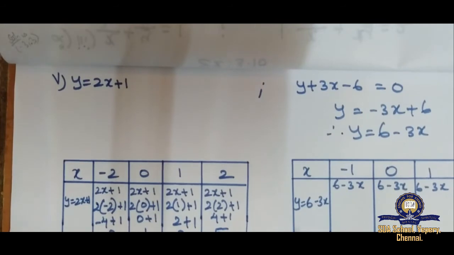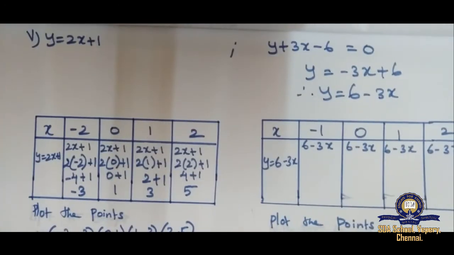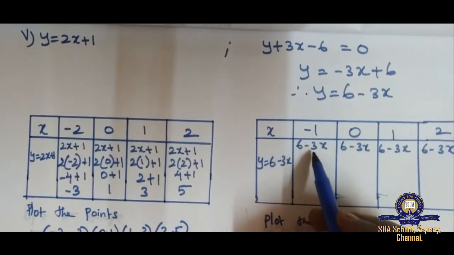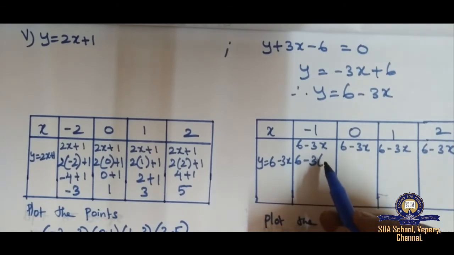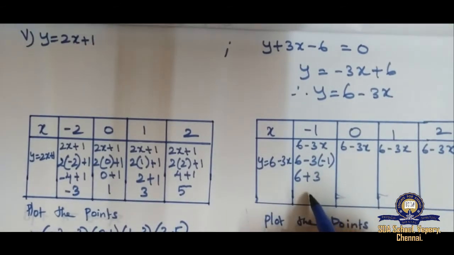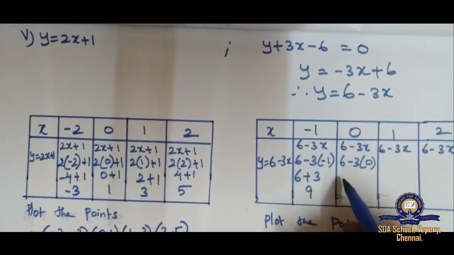Positive value I have taken in the front. y is equal to 6 minus 3x. So, I have assumed 4 values, minus 1, 0, 1 and 2. So, 6 minus 3x. That means instead of x, I am going to substitute the respective values. Minus 1: 6 minus 3 into minus 1, minus 3 ones are plus 3, 6 plus 3 is 9. Then 6 minus 3 into 0, 3 zeros are 0, so answer is 6.